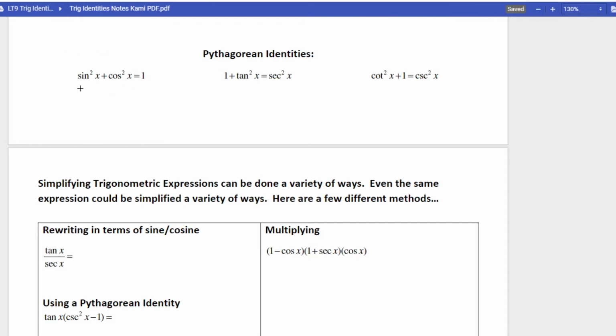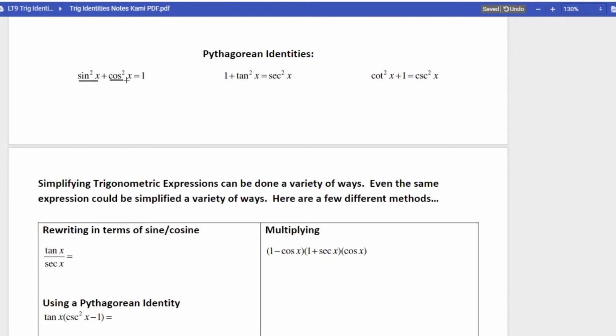So if we take this first one and we go ahead and divide by sine squared, like so, then what we end up with is this becomes 1, this becomes cotangent, and this becomes cosecant. So that gives us this one here when we divide by sine. So that becomes 1, that becomes cotangent squared, that becomes cosecant squared.